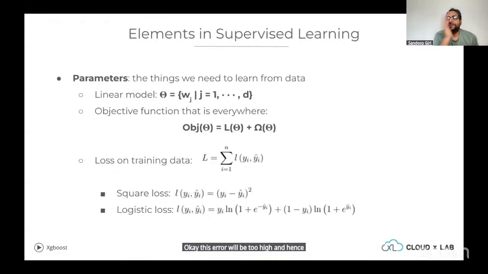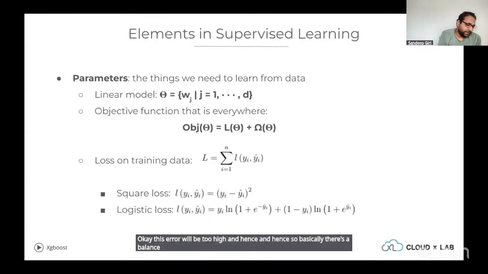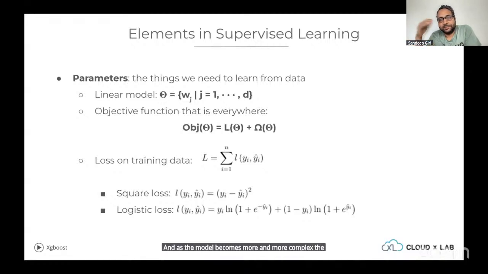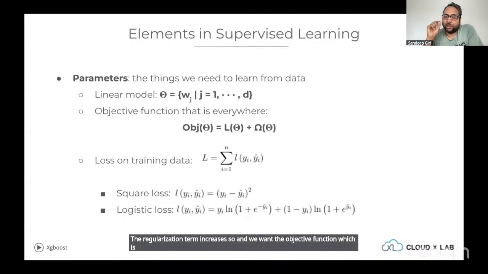Hence there's a balance. Initially, the regularization part is small, and finally the second part becomes small and the first part becomes higher. So as we train the model, the loss goes down, and as the model becomes more and more complex, the regularization term increases. We want the objective function, which is the sum of both, to be smallest. Correct?